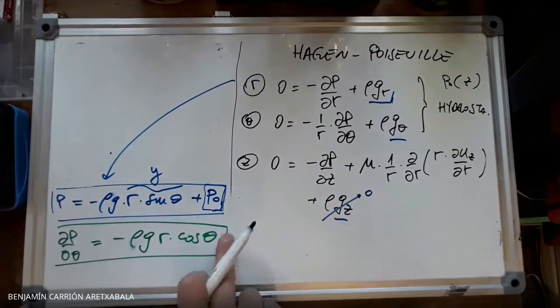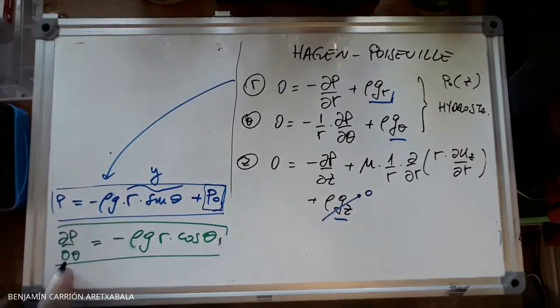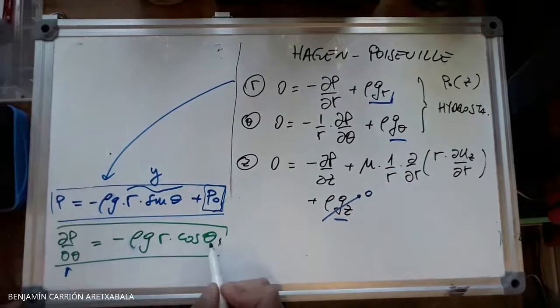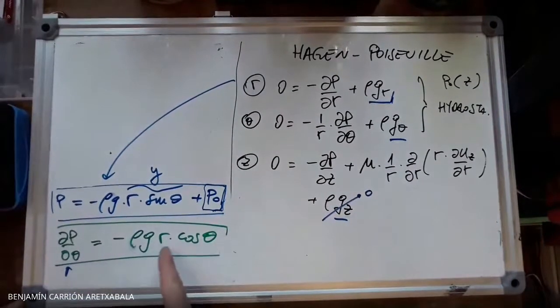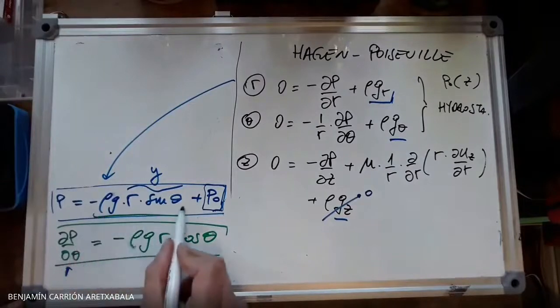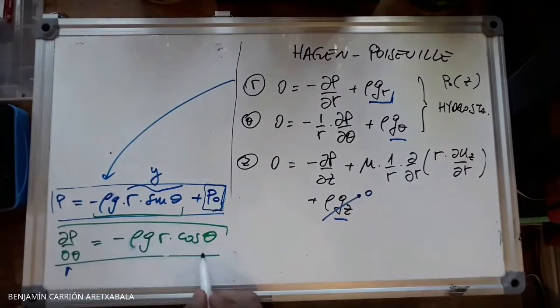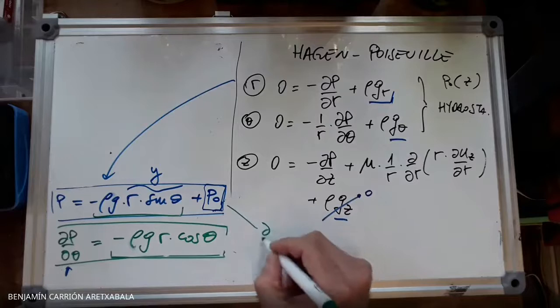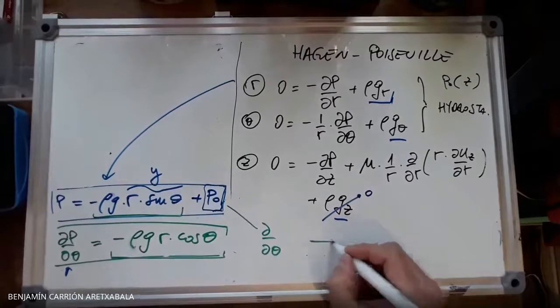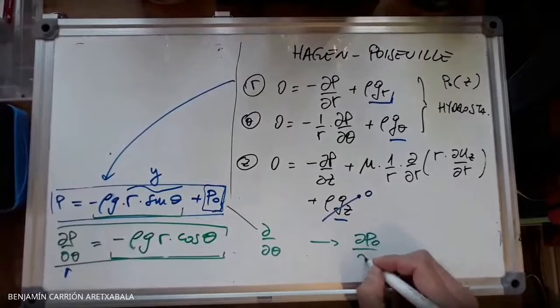But we also have this other equation of how the pressure changes in the tangential direction. Now, if you differentiate P, which we know is this expression, with respect to theta, you get exactly this expression. The derivative of sine of theta is cosine of theta, so you get the same expression. Therefore, you get that the derivative of P0 with respect to theta has to be 0.